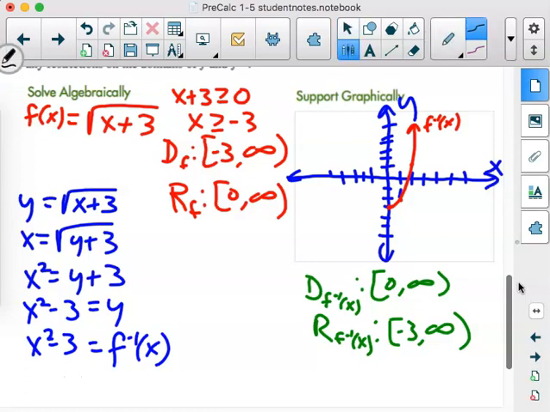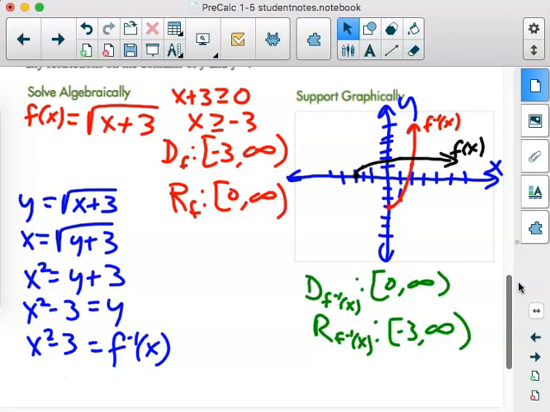But I also want you to see the original, because I think it's powerful to see that reflection in the line y equals x. So our original was that square root of x plus 3. So that starts back here, 3 to the left. And since that's our square root function, it would be 1 to the right and 1 up, 4 to the right and 2 up, and we can see why those domain restrictions work with this one.